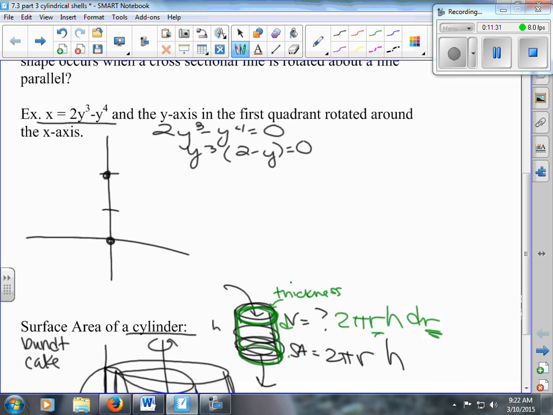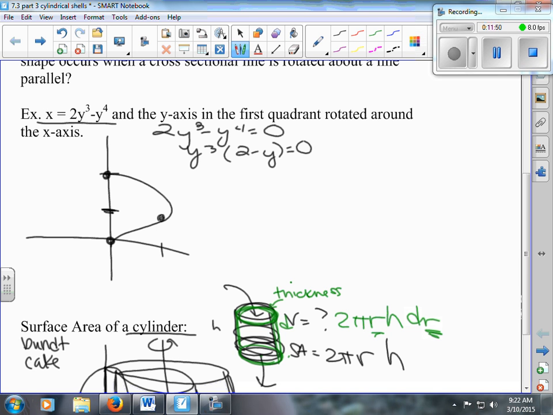y equals 0 and y equals 2. Let's just plug in y equals 1, since that's somewhere in the middle. If y equals 1, then x equals 1. Okay. I don't know what this looks like, but actually I kind of do. It looks something like this.